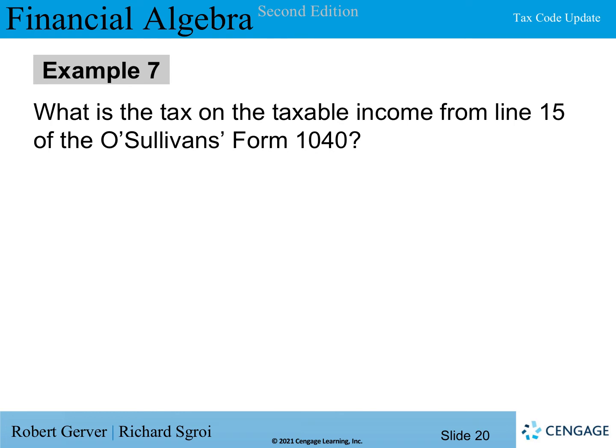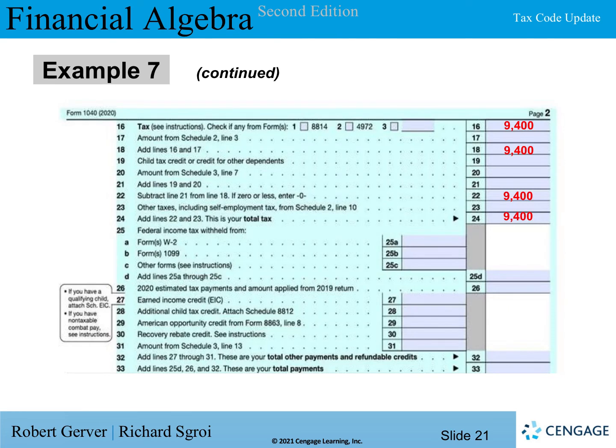So now we want to know, what is the tax on this taxable income? Now there are tables and ways to calculate the tax, and we won't go into those right now, but basically, based on their taxable income, we come out with a tax of $9,400. So this is the amount of tax that they owe. And there's possibilities for certain adjustments. In this case, they have no adjustments, and the total tax they owe is shown here on line 24, $9,400.